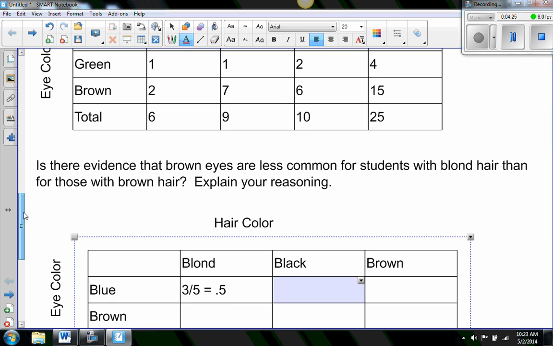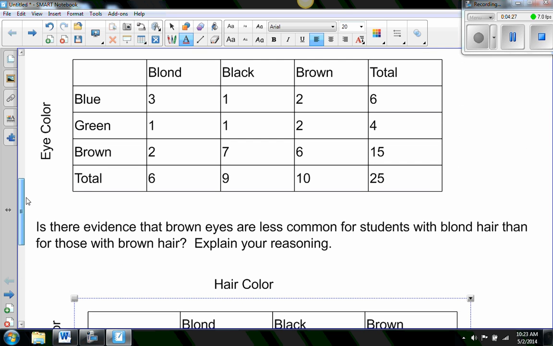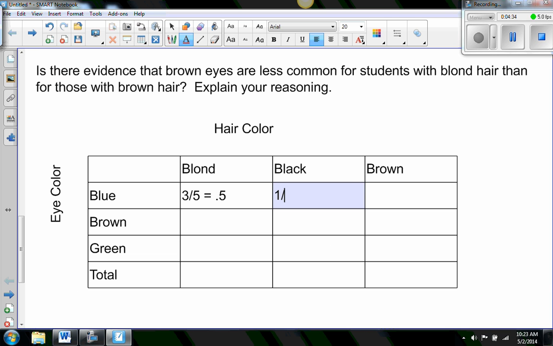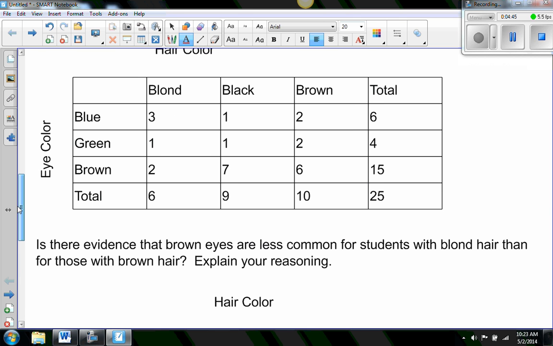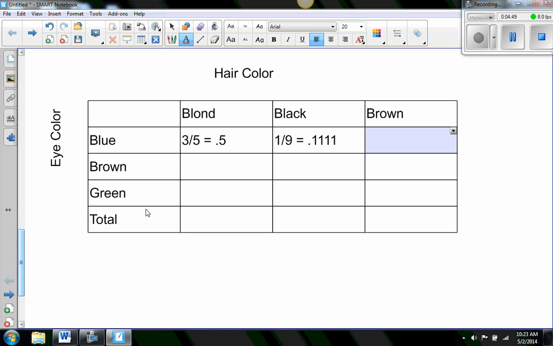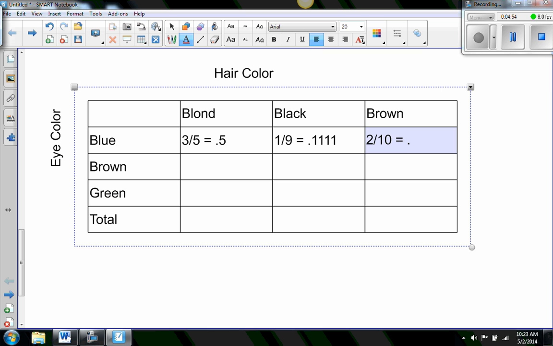How many black-haired with blue eyes? Looks like 1, right? Out of 9 black-haired people. So 1 out of 9, which would come out to be 0.1 repeating, right? So go back up. How many brown hair, blue eyes? Brown hair, blue eyes. 2 of them out of 10. So fill that in. 2 out of 10 equals 0.2.